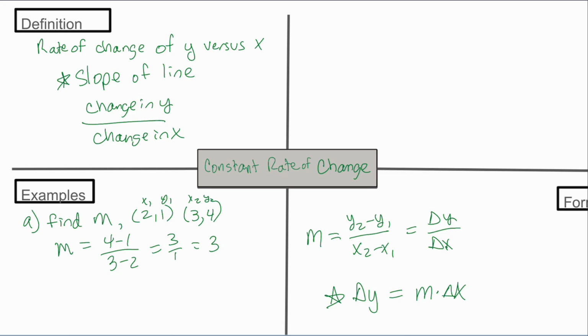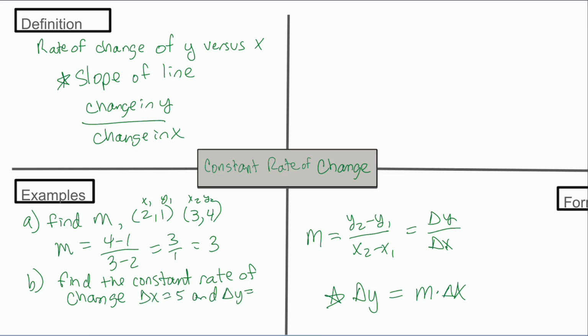Another way that this is helpful is if we were given that delta x was 5 and delta y was 7, and they wanted us to find the constant rate of change, then we would just do delta y divided by delta x, or 7 over 5.